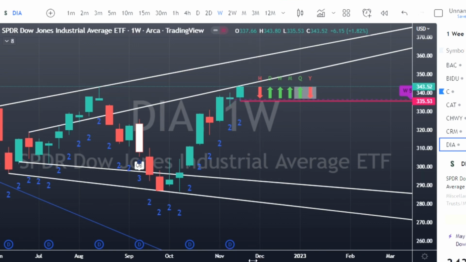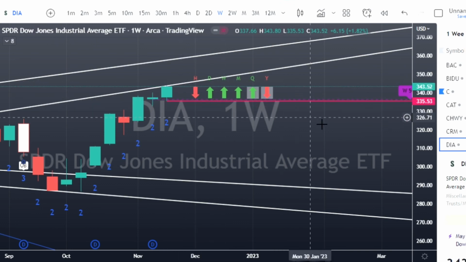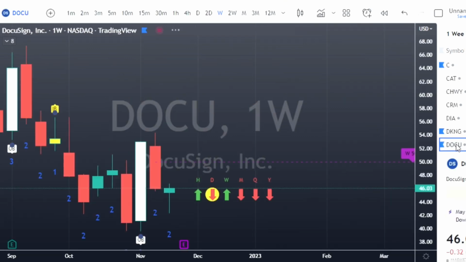Well, because we're hovering here, this is the option that I'm going to look at. If we trend up, it's fine. We don't need to take the trade. But if we trend down, we're looking for puts at 135.53 on the Dow Jones Industrial ETF DIA.